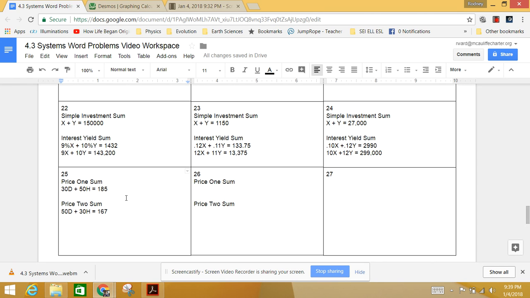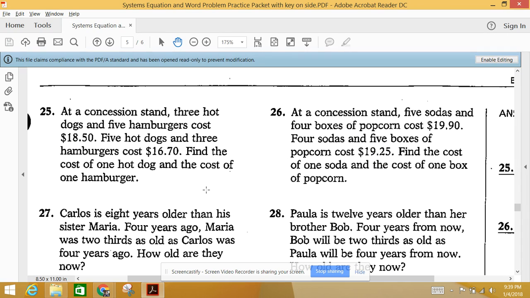So I invite you to pause for a moment and try number 26 if you haven't already done so. If you have, go ahead and continue the video at this point because I'm going to walk through how I do this. Again, you have two sums that equal some amount of money. If you buy 5 sodas and 4 boxes of popcorn, you pay $19.90. If you buy 4 sodas and 5 boxes of popcorn, you pay $19.25. Those prices are pretty close to each other.